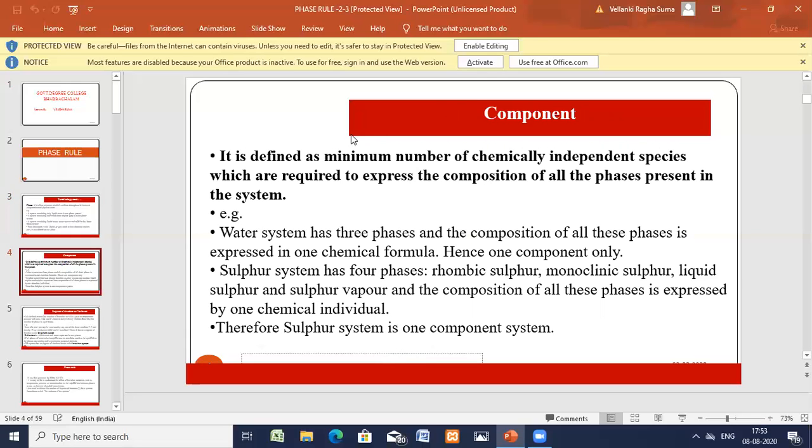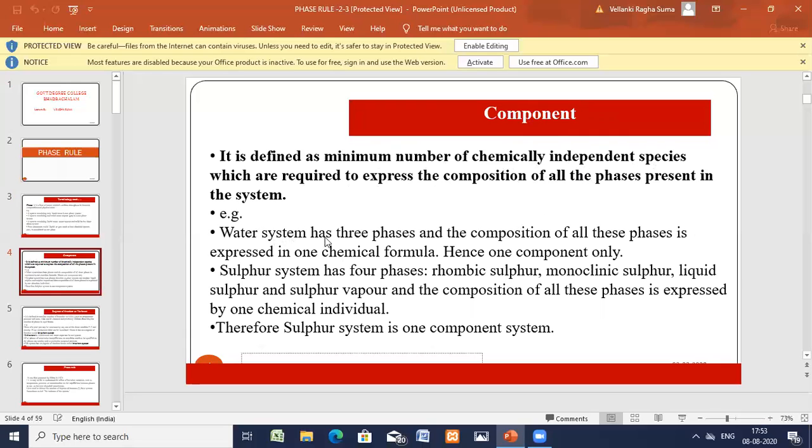What is C? C is defined as the minimum number of chemically independent species which are required to express the composition of all phases present in the system. It is nothing but the chemicals that are there in the phases. The number of chemicals in that phase is the component. Now we'll take an example.